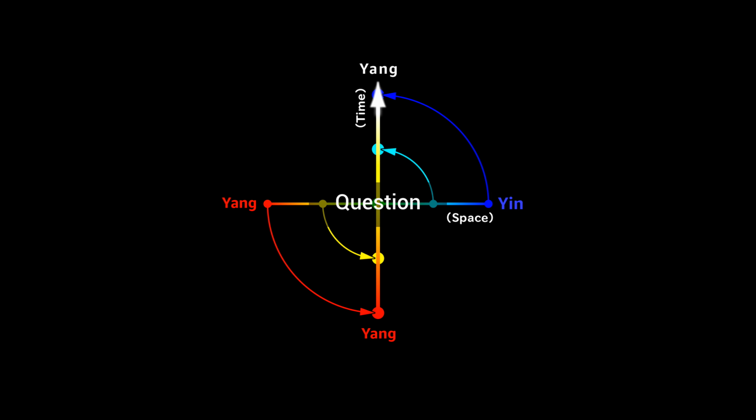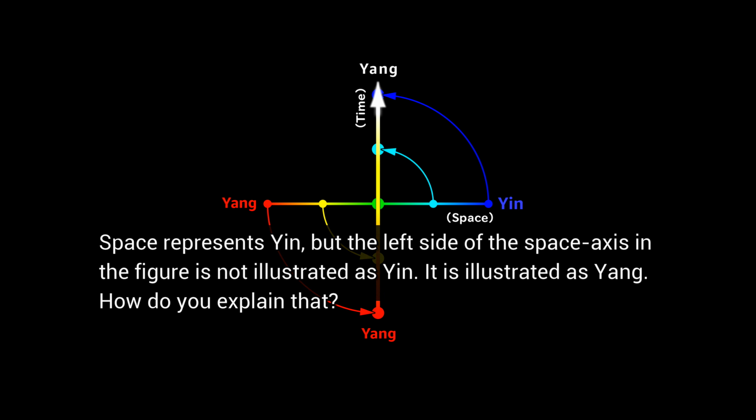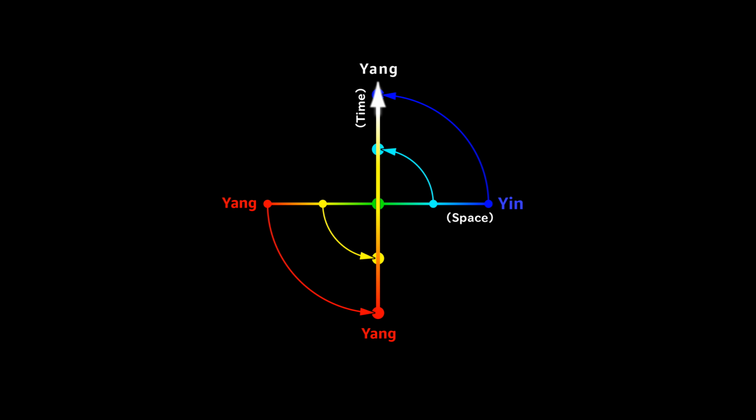Question. Space represents yin, but the left side of the space axis in the figure is not illustrated as yin. It is illustrated as yang. How do we explain that? That can be explained in the following way.